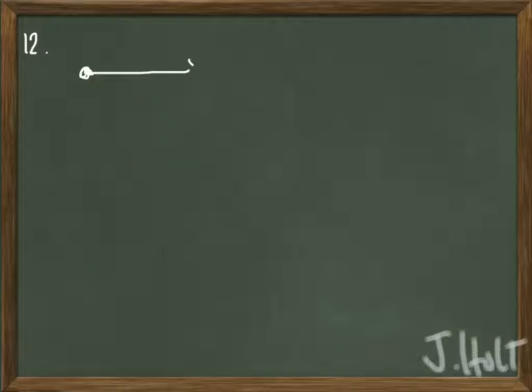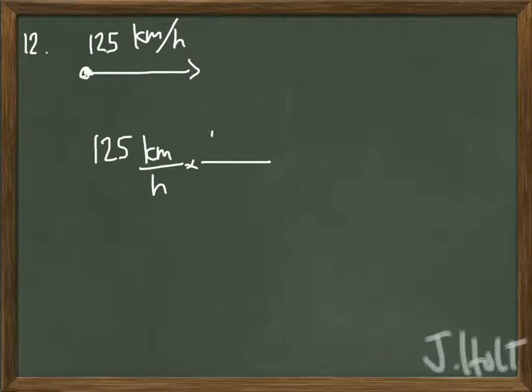In this video, we're going to skip number 10 and 11 and go straight to 12. We're given a velocity in kilometers per hour. That's no good. Let's go ahead and convert that to meters per second.